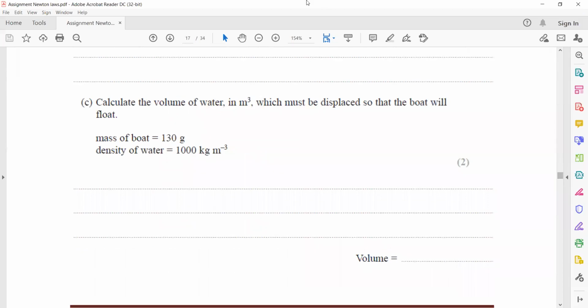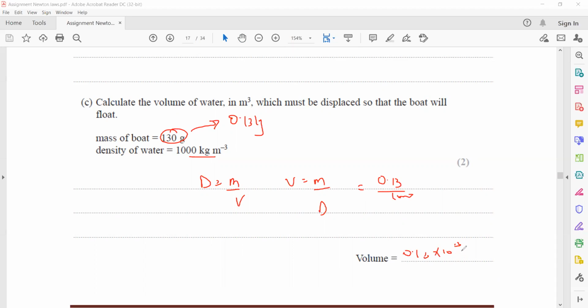Then we have to calculate a volume. The mass is given in grams, so we have to convert into kilograms, divide by 1000, so it will be 0.13 kg. And density is mass over volume, so volume is mass divided by density. Mass is 0.13 and density is 1000, so we'll get 0.13 × 10^-3 meter cube, because it's a volume, so it will be meter cube.